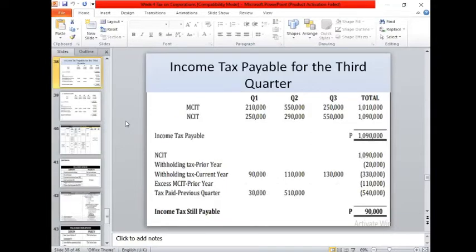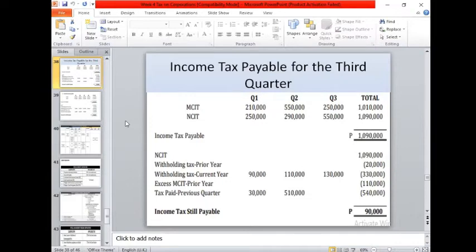Next, let us compute for the third quarter. That's the requirement number 3. So let us combine again the minimum corporate income tax from the quarter 1, quarter 2, and quarter 3, and even the normal tax on the quarter 1, quarter 2, and quarter 3. So for the minimum corporate income tax, that is 1,010,000, and for the normal corporate income tax, it is 1,090,000. So of course we should adopt the normal corporate income tax because it is higher than the minimum corporate income tax.